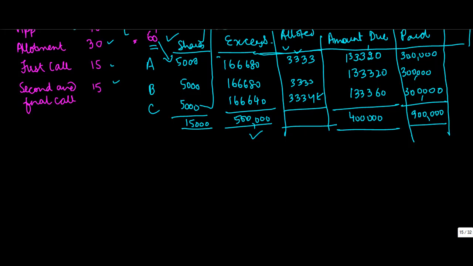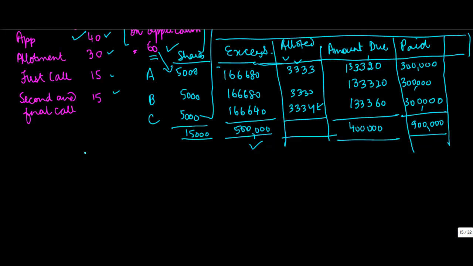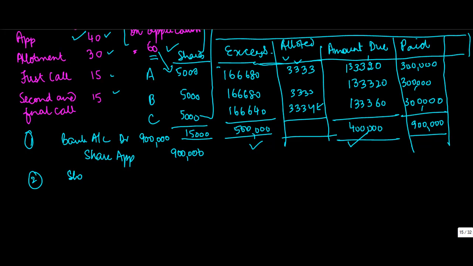So now basically what will happen here is that the first thing was you had share application money due, so you debit bank account and credit share application money. How much did you receive? You got 9 lakh. Right, so this is the first entry. The second entry is that 4 lakh was due towards share application, so you debit share application account and transfer this to share capital, which is 4 lakh.